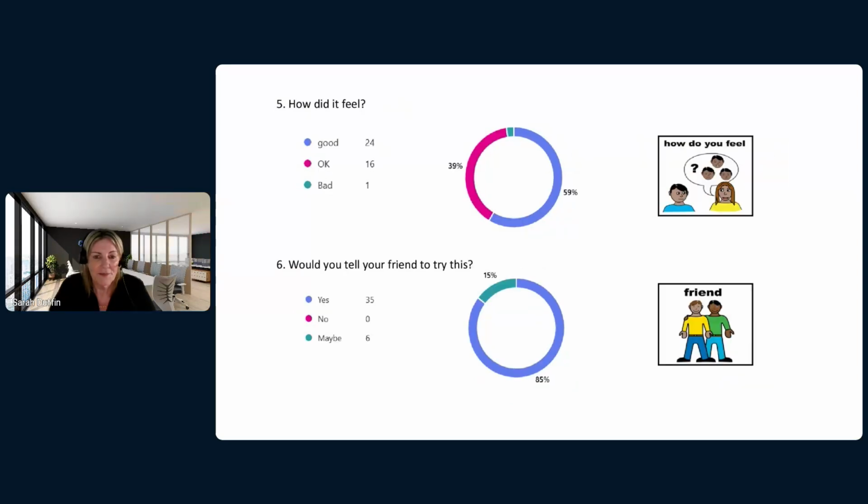And again, the news that was really welcome to us was that most people were happy to use the TAP again. They felt it was a good experience, or an okay experience at least. There was just one person reporting it was bad. And most people would happily use it again and tell their friends to also use it.